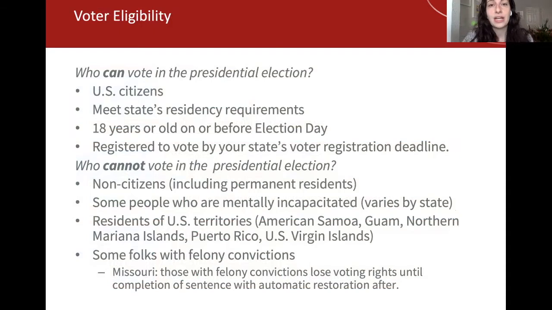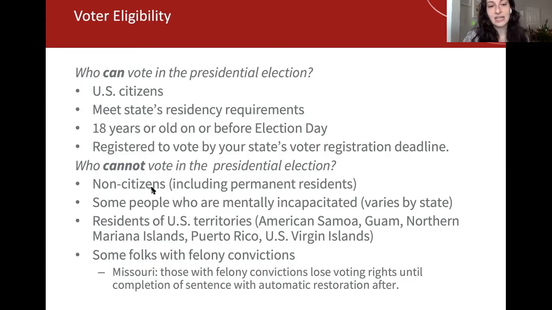What I want to note here is that while we're electing a president on the federal level, the Constitution grants the power to the states to implement the presidential election. So each state has their own set of rules and regulations about how voting occurs. And that's why we're seeing a lot of variability across states on how we're voting this year, which we'll talk about a little bit in the next slide. But even more generally about who cannot vote.